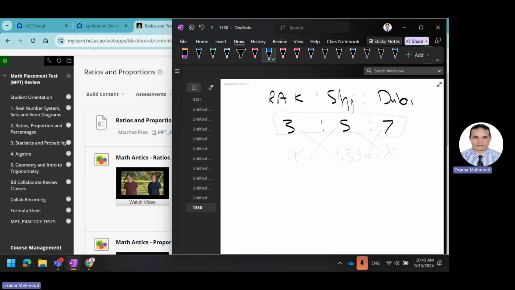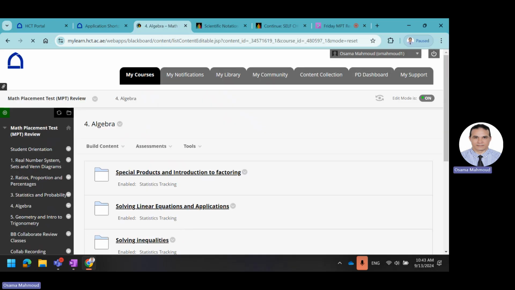I will leave this part for you. There is no question over here, but I showed you 2 examples. Now I finished the first section and second section. Let's go for the statistics.